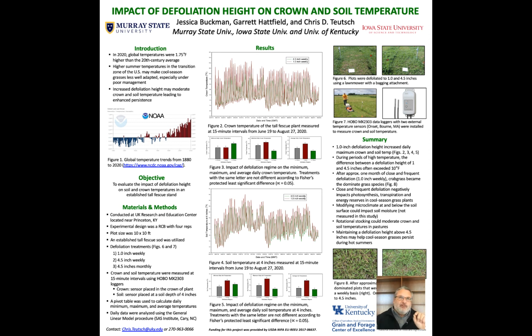So pastures that are grazed hard during the summer months, starting in June, July, and August, commonly have a higher component of summer annual grasses, such as crabgrass, in those stands, because we're putting that cool season grass at a disadvantage by that close and frequent defoliation during the summer months. Rotational stocking could moderate both the crown and soil temperature in pastures. Maintaining a height of 4.5 inches may help cool season grasses to persist during hot summers in the transition zone. And that would hold true for both pastures and hayfields.